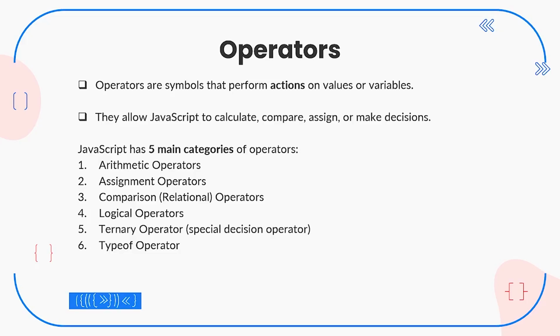All right, so operators are symbols that perform actions on values or variables. They allow JavaScript to calculate, compare, assign, or make decisions. So JavaScript has five main categories of operators. We have the arithmetic operators, the assignment operators, comparison, logical operators, the ternary operator, and then the typeof operator. So we would start with arithmetic operators.